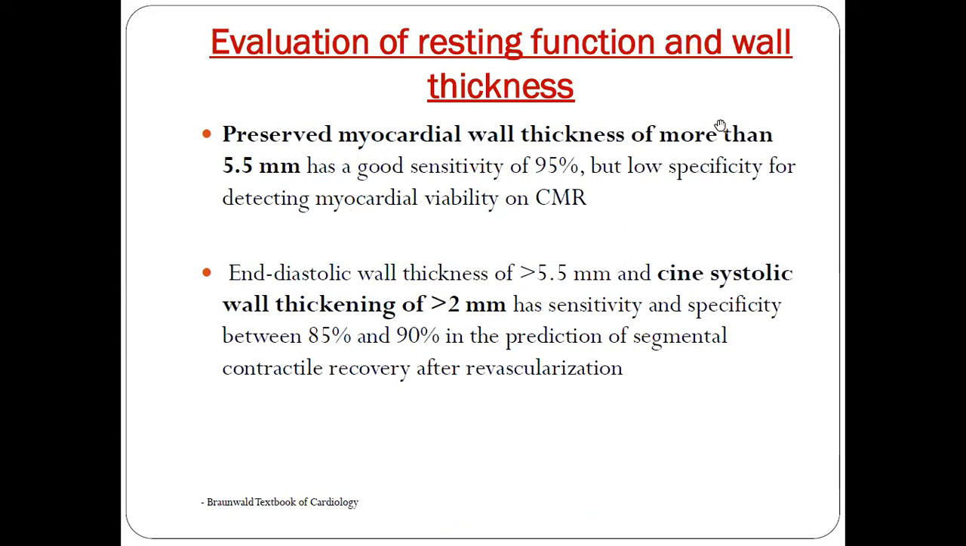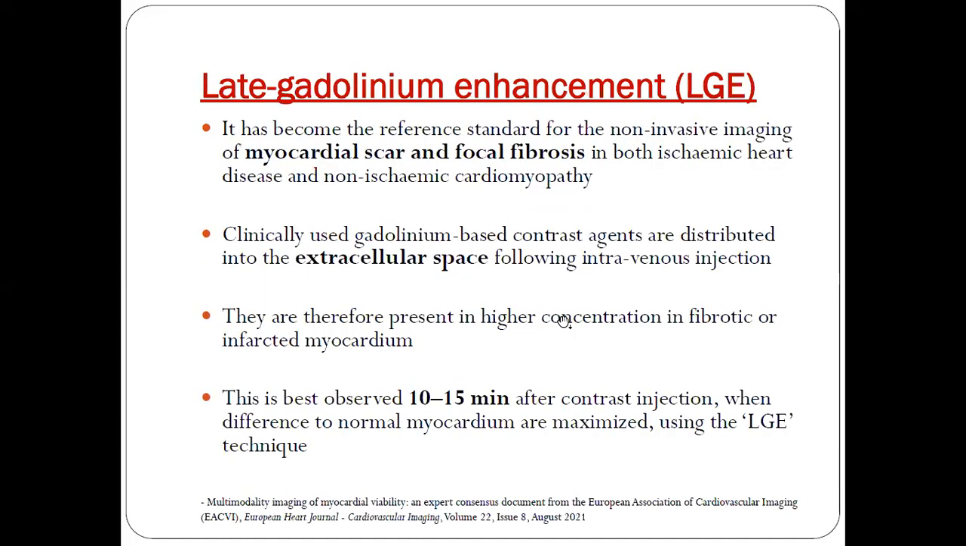Preserved myocardial wall thickness of more than 5.5 mm has a good sensitivity of 95% but low specificity. Another important thing is end diastolic wall thickness of more than 5.5 mm, along with systolic wall thickening. If there is more than 2 mm increase in thickness in systole, that means it is viable tissue.